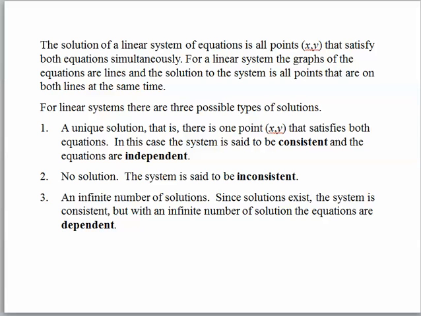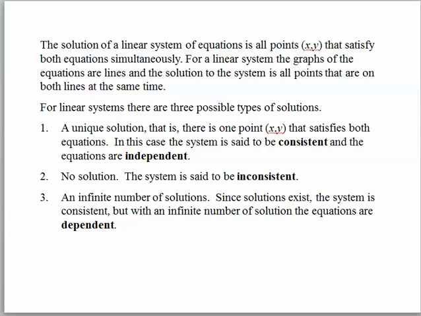For linear systems, there are 3 possible types of solutions. Type number 1, a unique solution. That is, there is one point x, y that satisfies both equations. In this case, the system is said to be consistent, and the equations are independent. Type number 2, no solution. The system is said to be inconsistent. Type number 3, an infinite number of solutions. Since solutions exist, the system is consistent, but with an infinite number of solutions, the equations are said to be dependent.